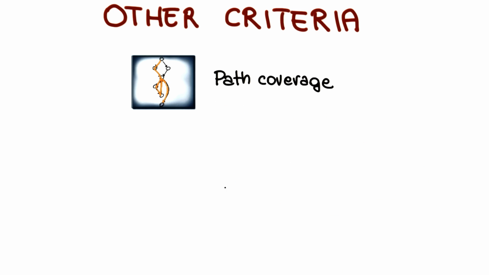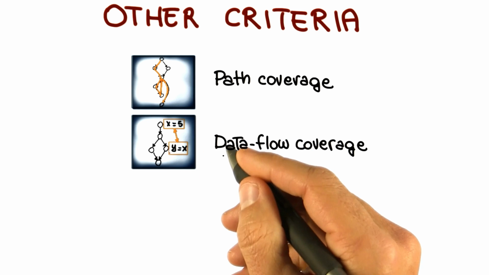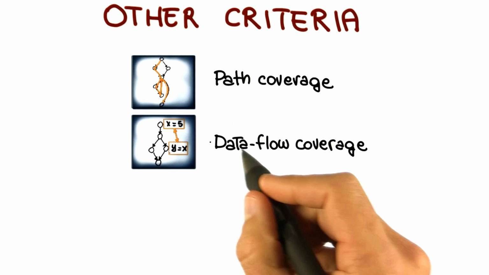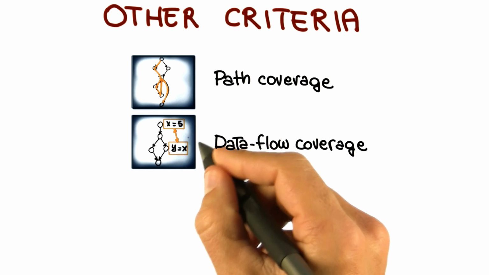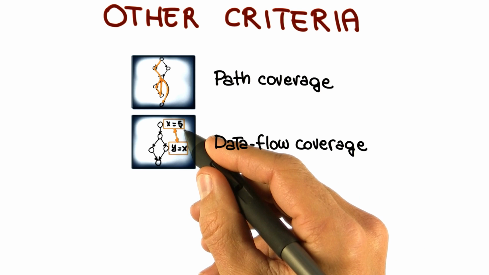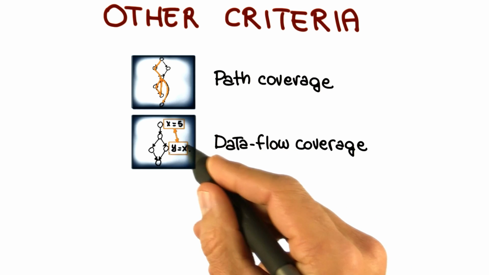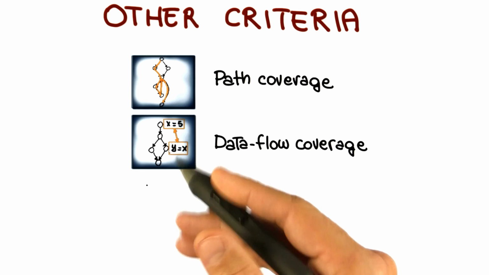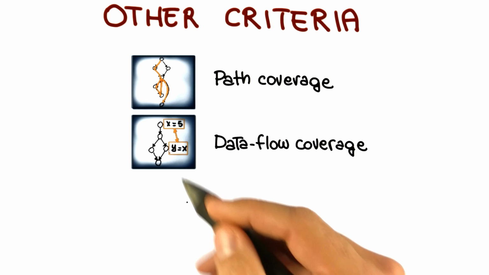Another family of criteria I want to mention are data flow coverage criteria. In data flow coverage criteria, the focus shifts from the coverage of individual elements in the code to the coverage of pairs of elements. In particular, the coverage of statements in which the content of some memory location is modified and statements in which the content of the same memory location is used.